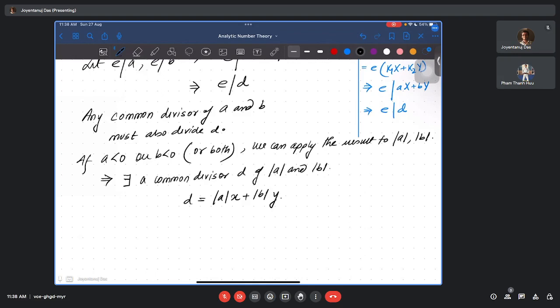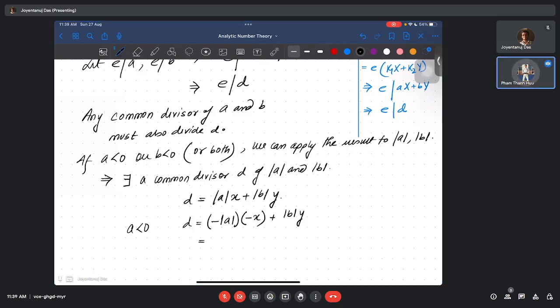So suppose a is less than 0, right? Then what I can do is write D equals, this is minus a, so it is minus modulus of a, and x we can also replace by minus x. Plus b. Let us keep b as it is. So if a is less than 0, then we can replace like this, right?